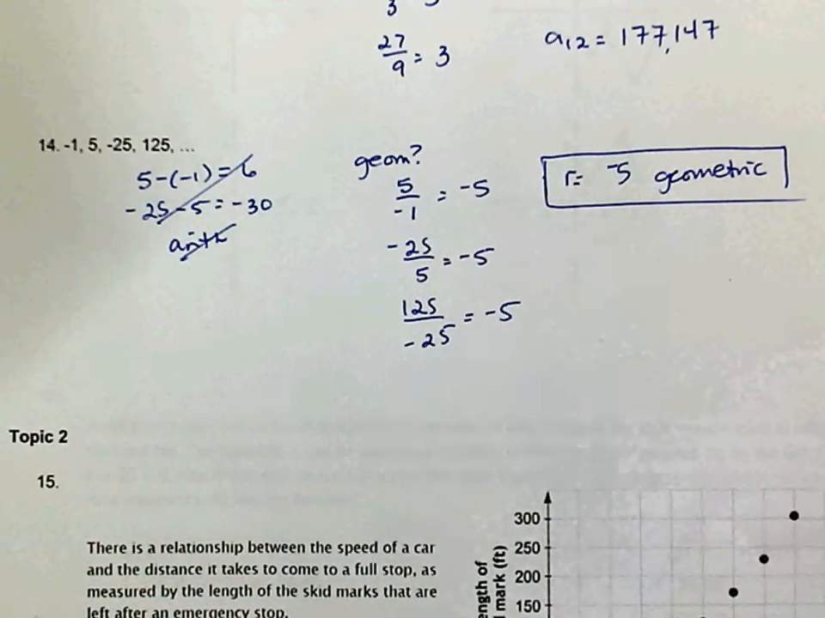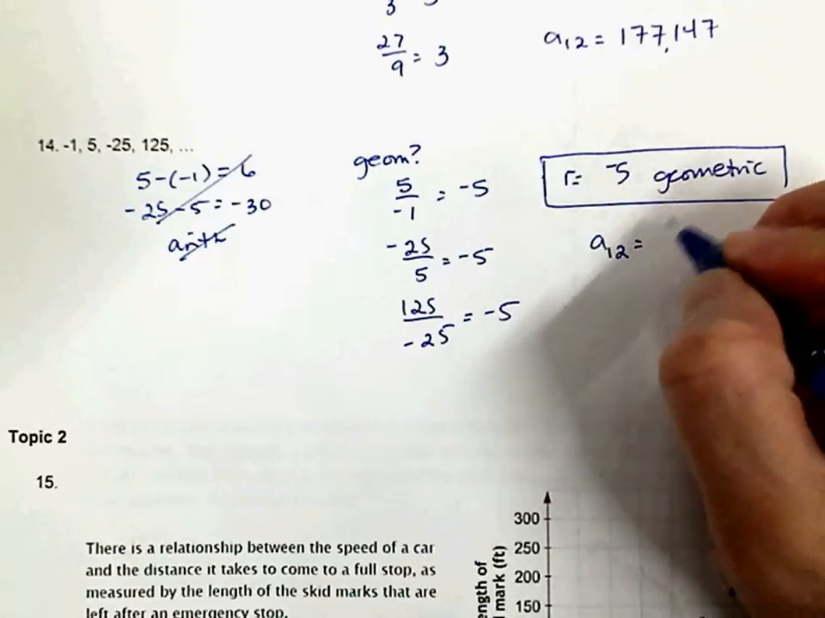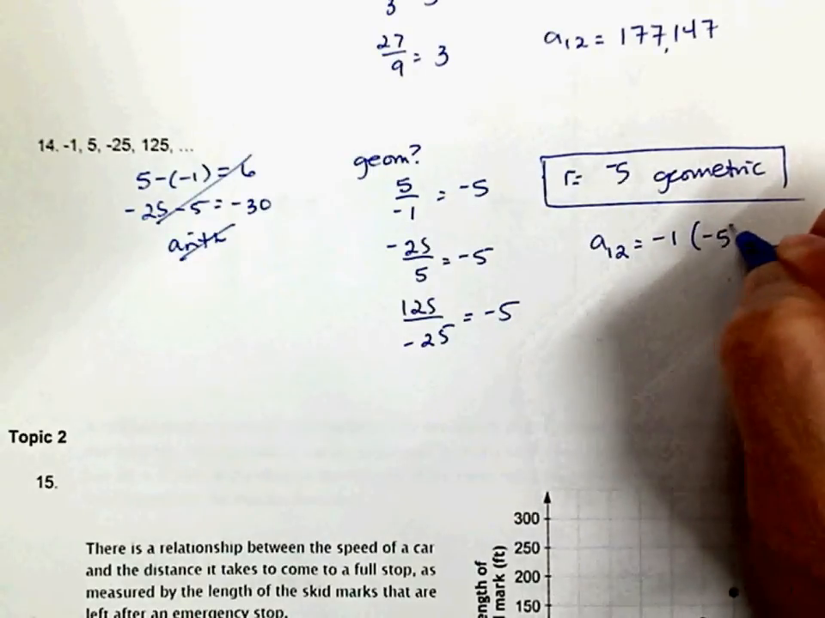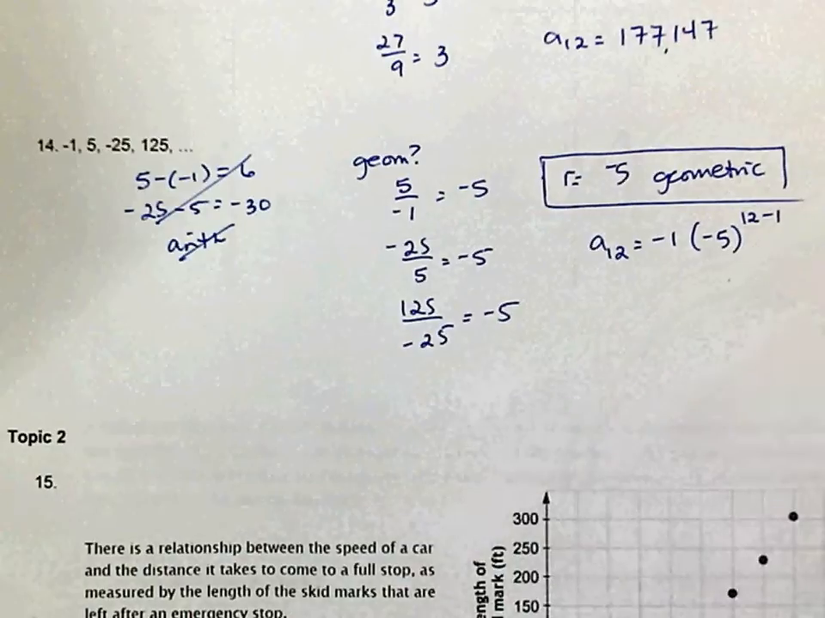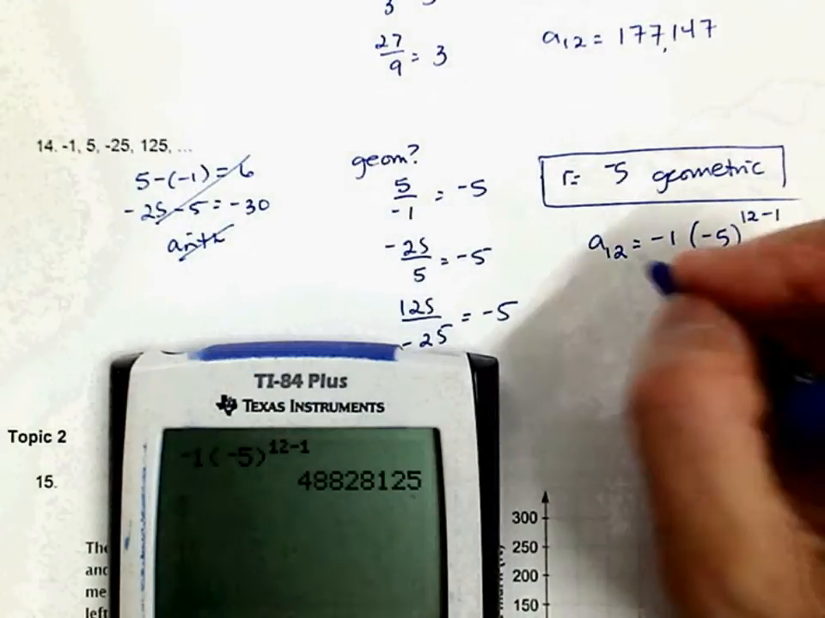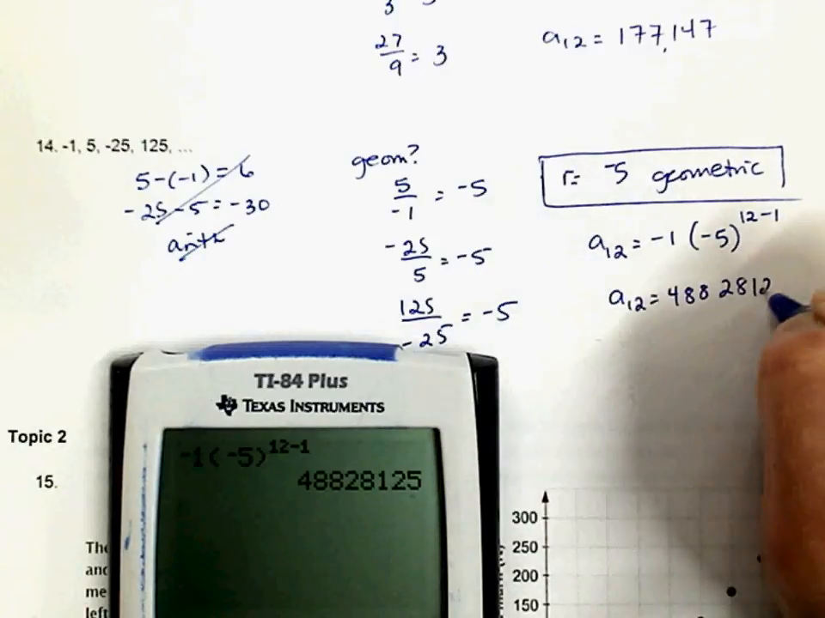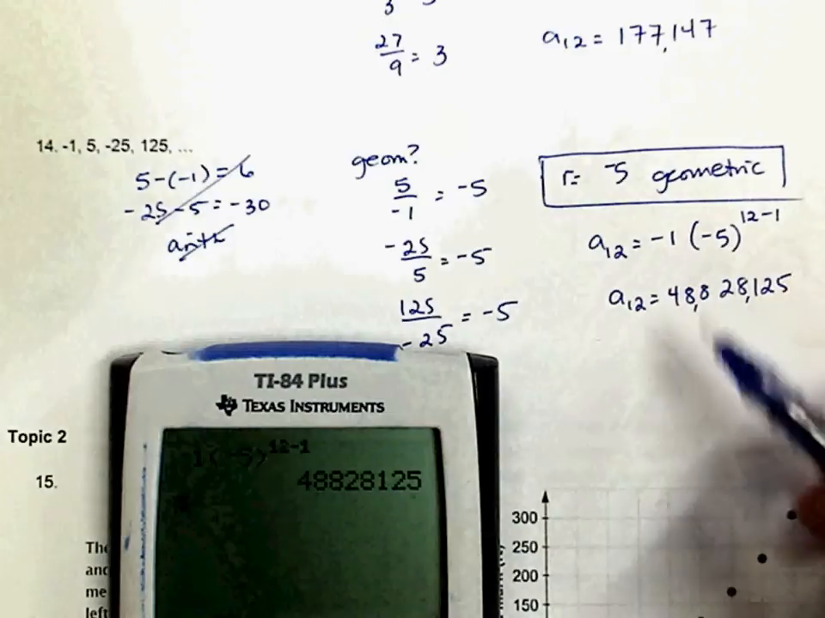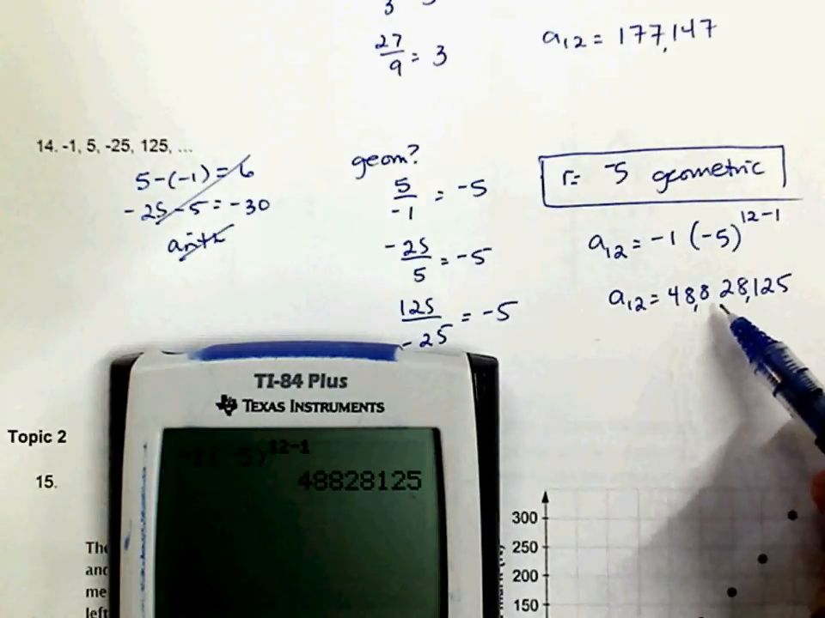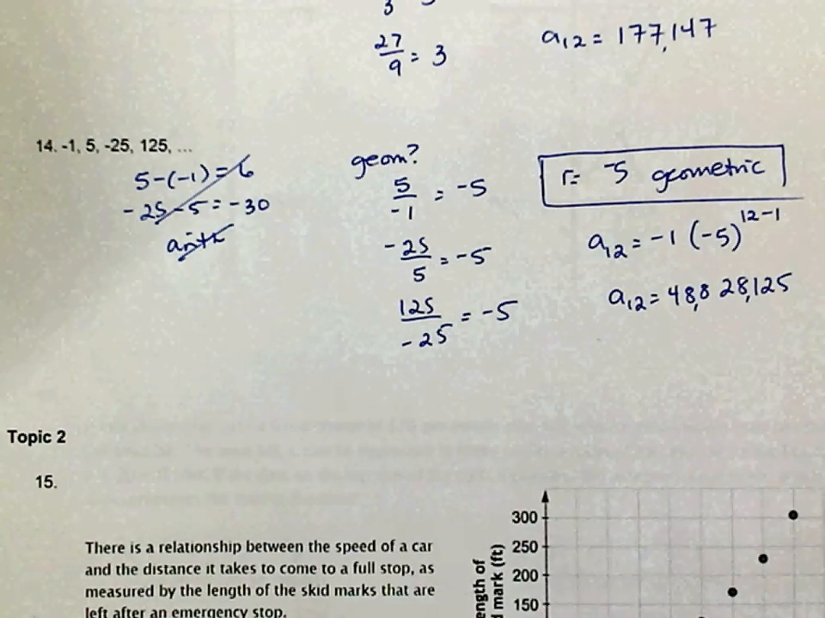Let's see if we can find the 12th term. First term is negative 1 times your r, raised to 12 minus 1. Type in my calculator, negative 1 times negative 5 raised to the 12 minus 1. It should be a big number. And how do we say this? 48,828,125. We will continue in a moment.